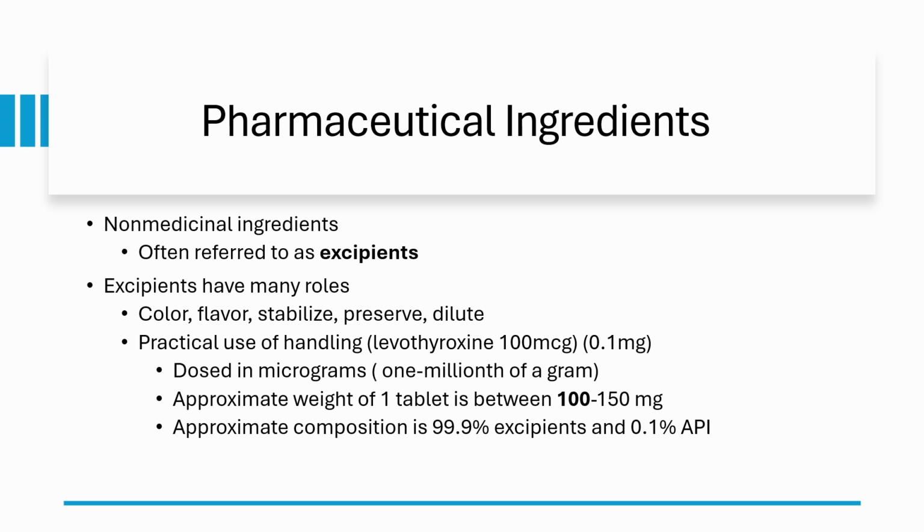If we were to look at a 100 microgram tablet of levothyroxine, we can see that about 99.9% of it is excipients and only about 0.1% of it is the active pharmaceutical ingredient. Meaning, without those excipients, the tablets would be extremely small and almost impossible to handle.